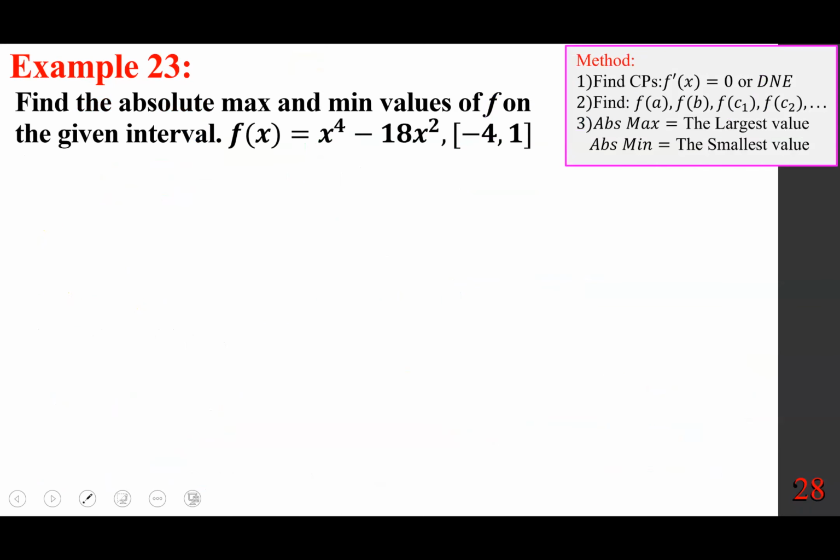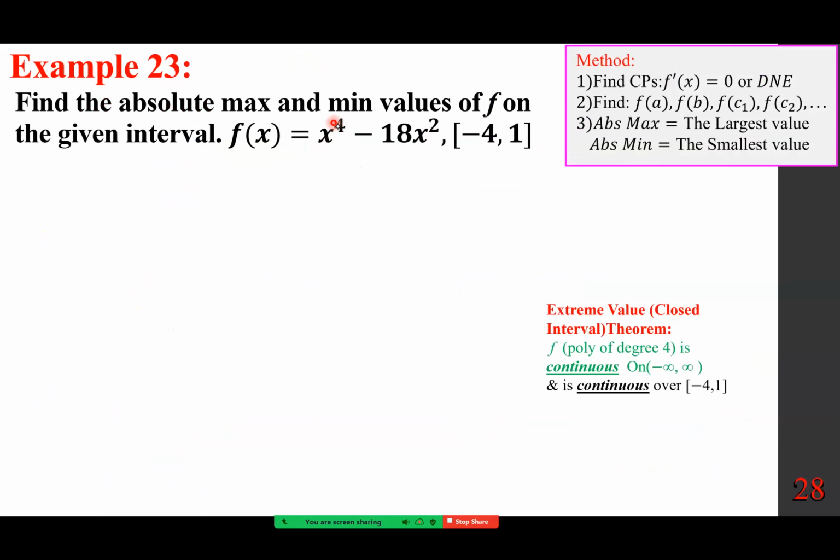Find the absolute max and min for the given function. We are going to use the closed interval theorem. This is a polynomial function of degree 4, so the domain is all real numbers. Therefore, it is continuous in the given interval of -4 to 1. Now we find f prime of x because we want to find all the critical points. 4x cubed minus 36x.